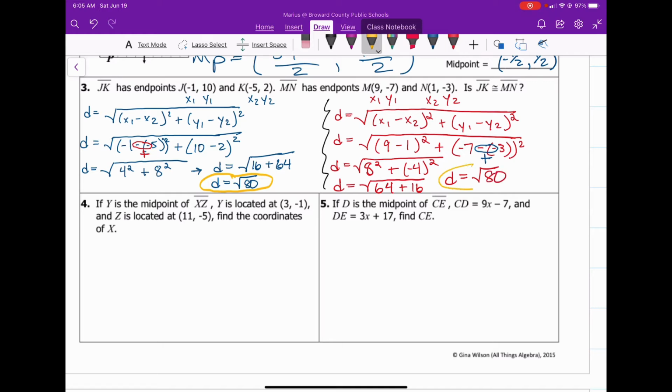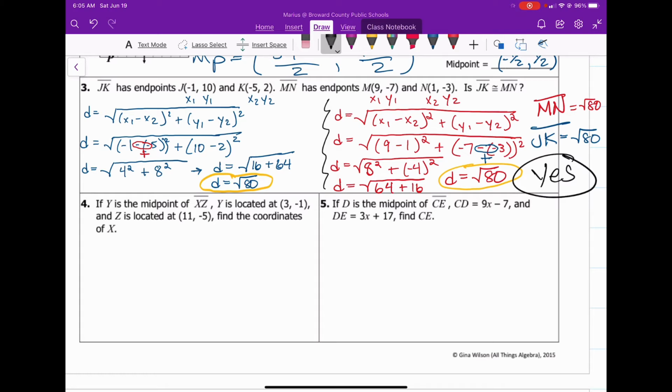Now, once again, we found the distance for MN. The distance for MN is the square root of 80, and the distance for JK is also the square root of 80. So, are they congruent? Yes. The answer is yes.